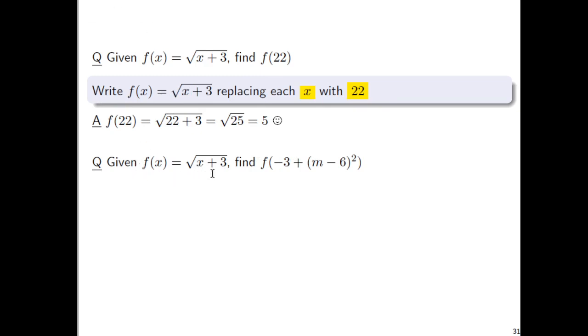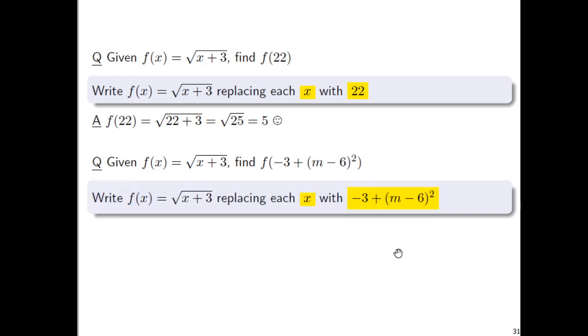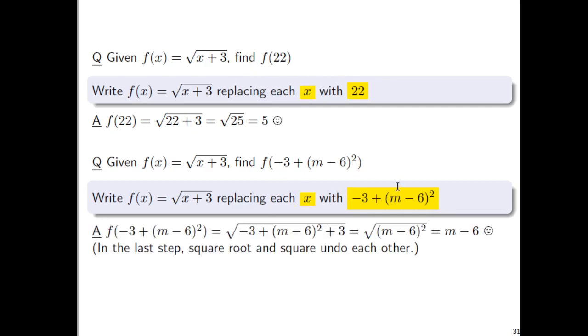F of x equals root x plus 3, but now we have to find f of negative 3 plus quantity m minus 6 squared. Ooh, that looks scary, but look, we should still write down f of x equals root x plus 3 with the following exception. We're going to replace each x with what was in parentheses here. Just like over here, the replacement of x was 22 because 22 was in parentheses. Now the replacement of x is all this stuff that's in parentheses, right? Negative 3 plus m minus 6 quantity squared. So we just make that replacement, and what we end up with is root negative 3 plus m minus 6 quantity squared plus 3. So that's all inside the radical.